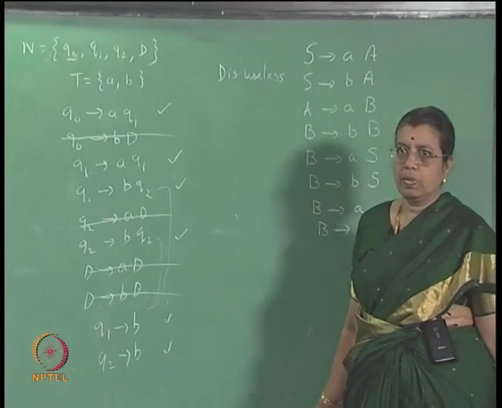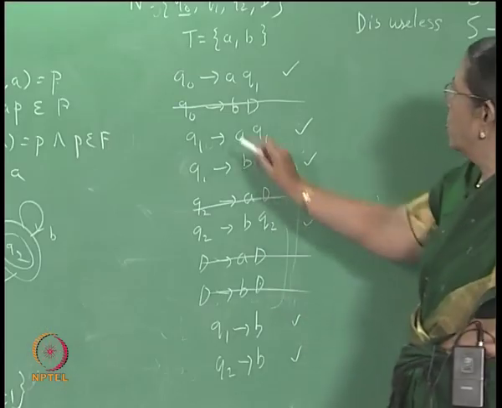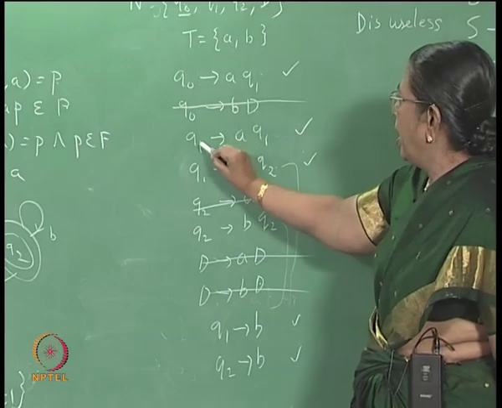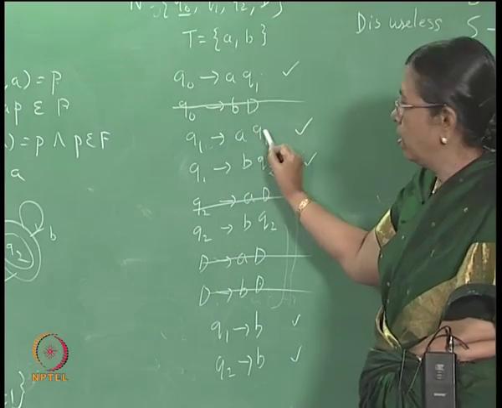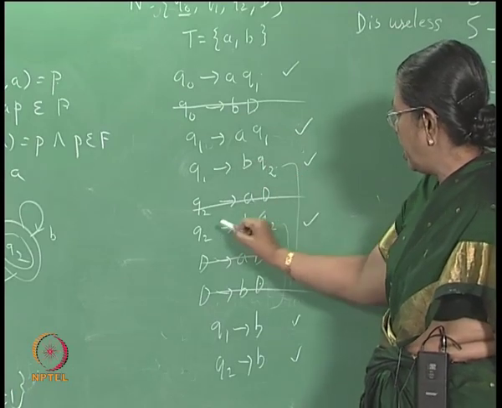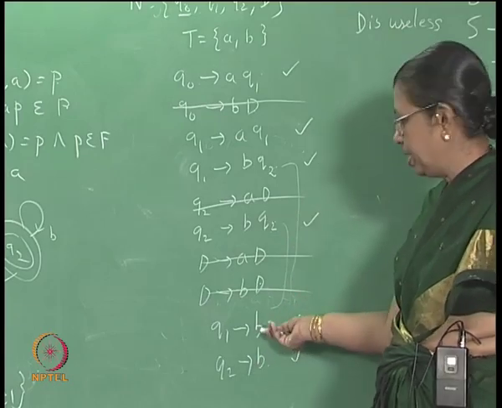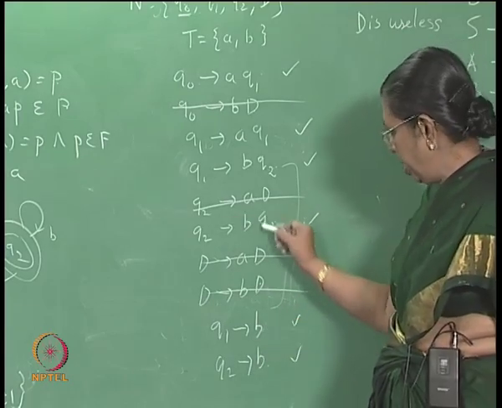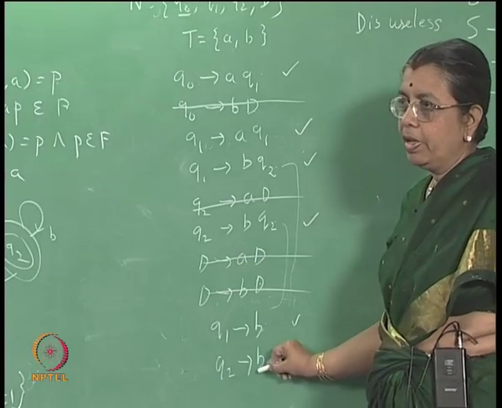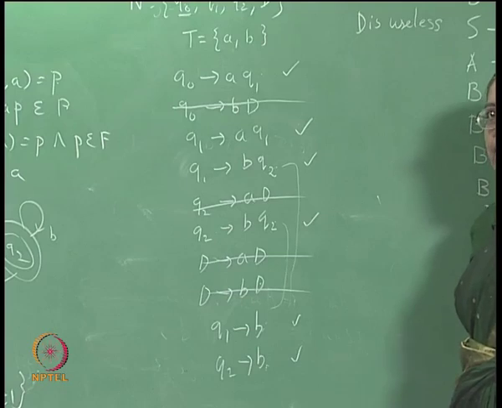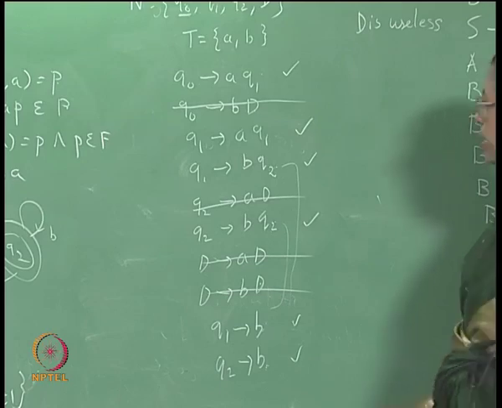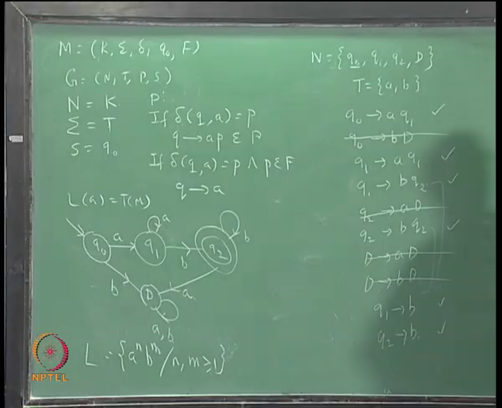these 6 rules. You can generate one A and any number of A's with this rule, one B you will generate and any number of B's you can generate. You can terminate with this or this. If you terminate with this, there will be only one B. After generating many B's, if you want to terminate, you will use this. So, the language generated by the grammar is the same as the language accepted by the machine. One more example we will consider.